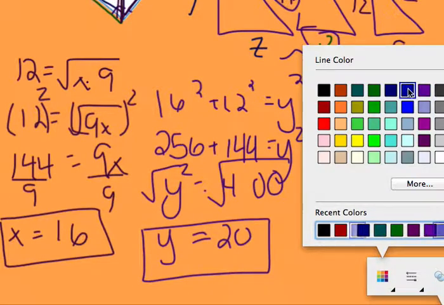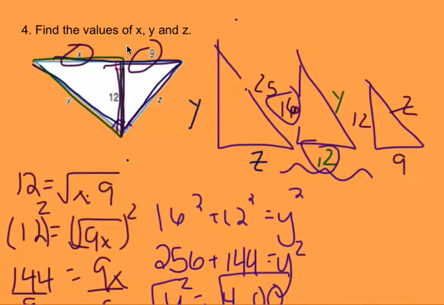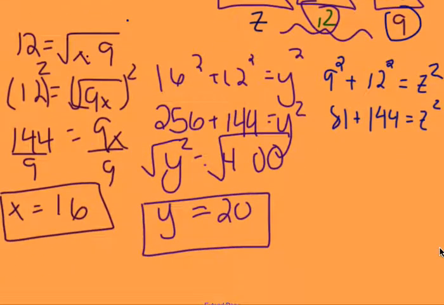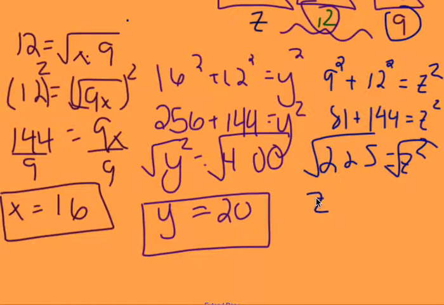So now what I'd like to do is solve for z. So I notice I have 9, 12, and then I have z as my hypotenuse. So since I have both of the legs of that triangle, again, I can use the Pythagorean theorem. So 9 squared plus 12 squared is equal to z squared. So then I get 81 plus 144 is equal to z squared. So when I add those two together, I end up getting 225, and that's equal to z squared. So take the square root of both sides, and I get that z is equal to 15.